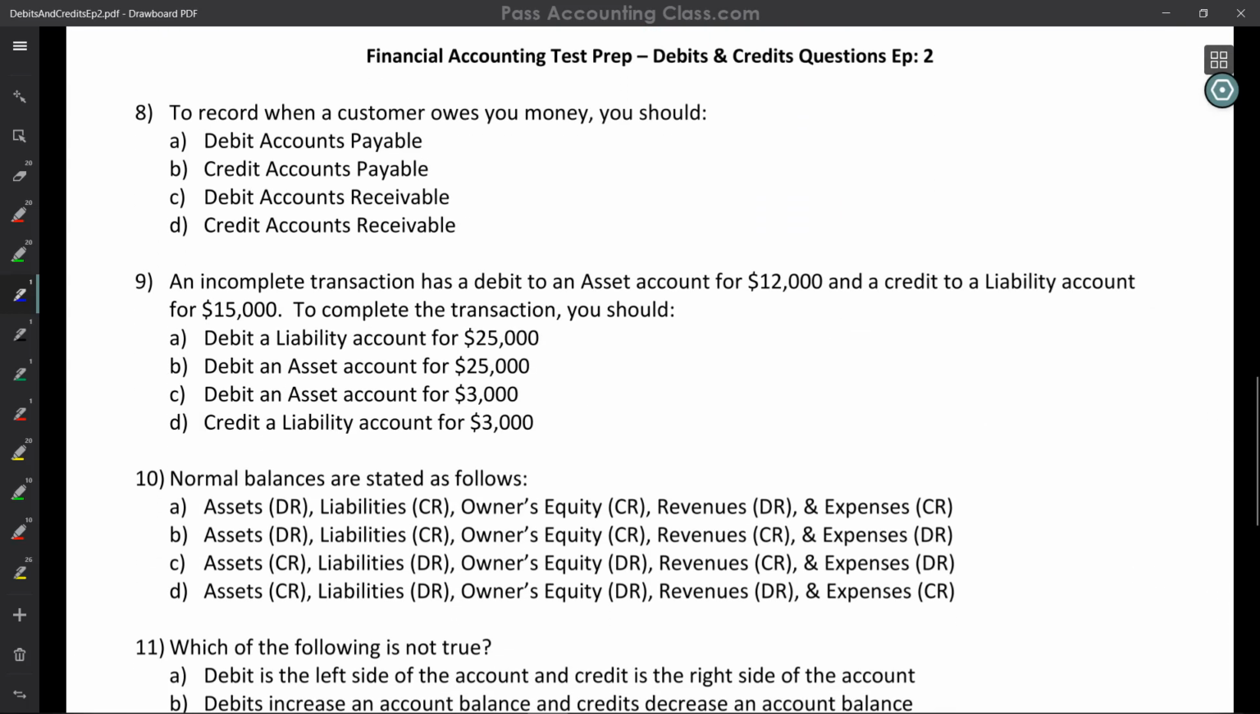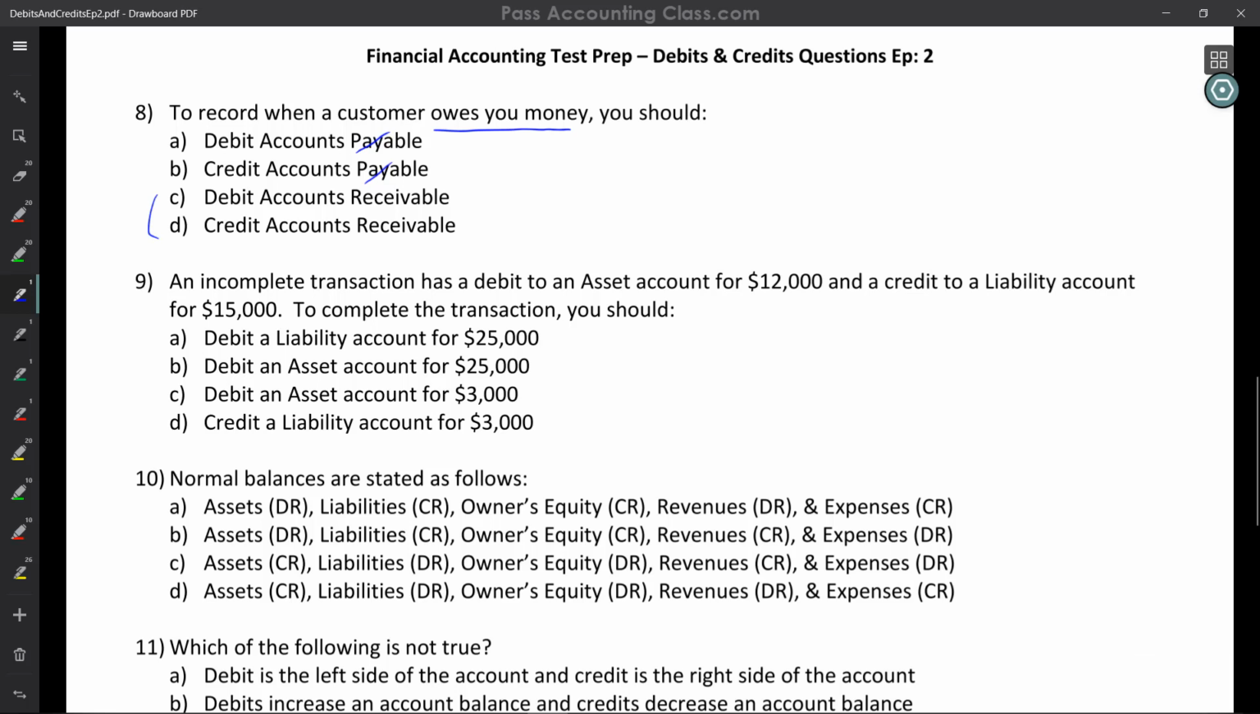So for the next question, it states, to record when a customer owes you money, you should debit accounts payable, credit accounts payable, debit accounts receivable, or credit accounts receivable. Well, when a customer owes you money, that is an asset. We need to make sure that we increase our assets because somebody owes us money. This is a liability. This is a liability. So those are not correct. So our selection here is going to be either C or D.